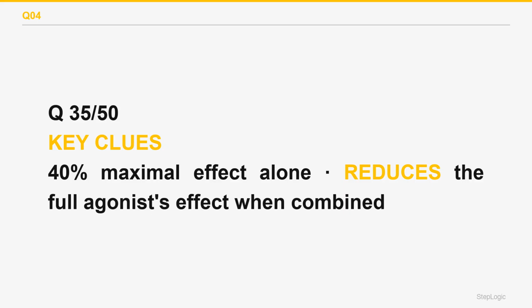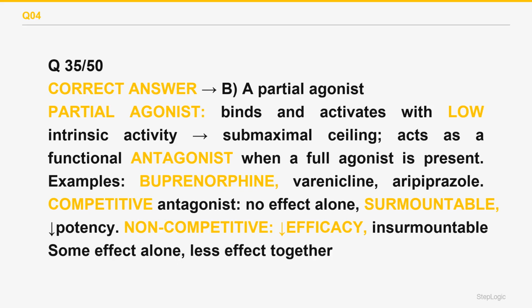A partial agonist binds the receptor and activates it, but with lower intrinsic activity, so its maximal effect is submaximal no matter how much is given, because it occupies the receptor. It also displaces a full agonist and pulls the combined response down toward its own ceiling, behaving as a functional antagonist in the presence of the full agonist. That dual behavior is the signature. A competitive antagonist, by contrast, has zero intrinsic activity and produces no effect alone, which excludes choice A. The correct answer is B.